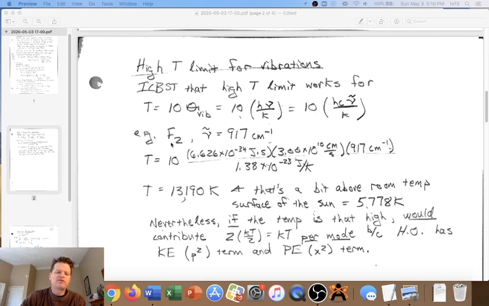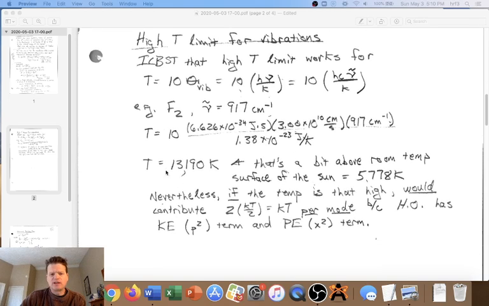So 10 times that. For example, with a fluorine molecule, here's your wave number between levels, and they're evenly spaced for the harmonic oscillator. Plugging in numbers, 10 times that gives a temperature of 13,190 Kelvin. That's pretty hot compared to room temperature of about 300 Kelvin. In fact, it's twice the temperature on the surface of the sun, or a little higher. The surface of the sun is about 6,000 Kelvin.